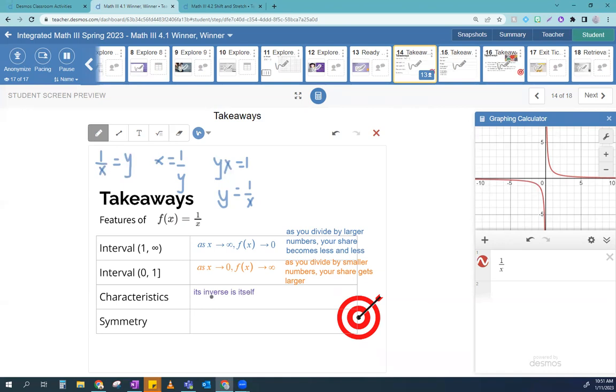Does that make sense? So this is a classic question. Find the inverse of 1 over x. And you're like, Miss Johnson, you can't trick us. It's 1 over x. Got it?